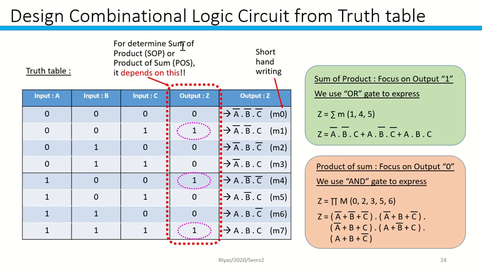To determine whether you're going to select sum of product or product of sum, you have to depend on this particular output. For example, if you are determining the sum of product, SOP, you have to focus on the output which is 1, like I marked in pink color. So it's 1, and we're going to use OR gate to express.